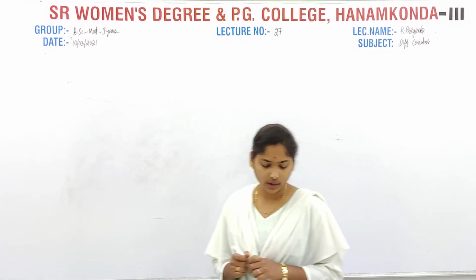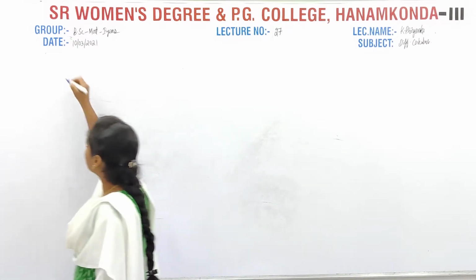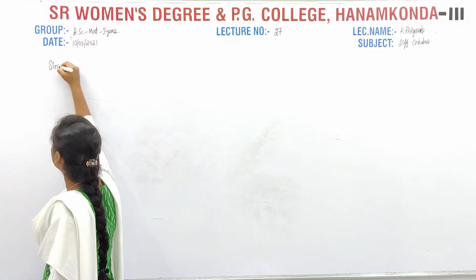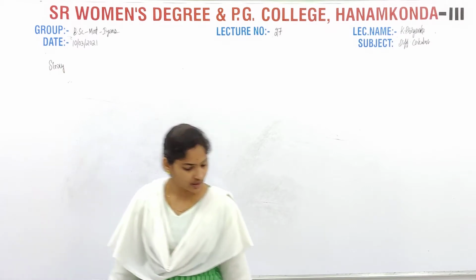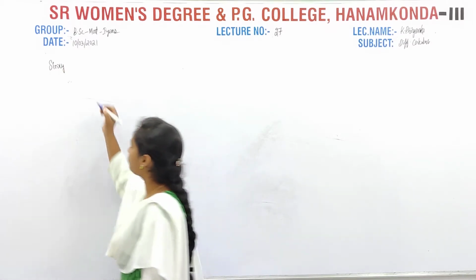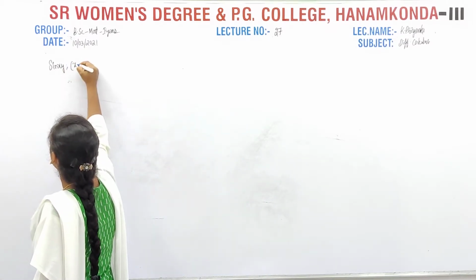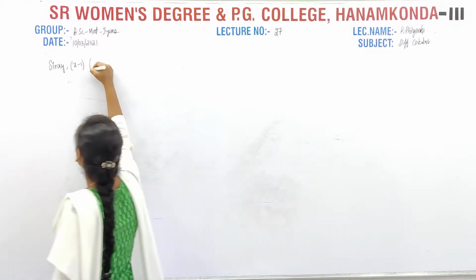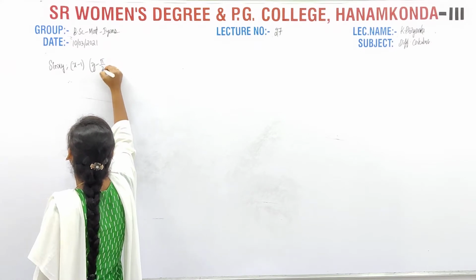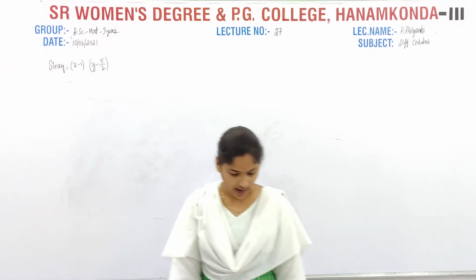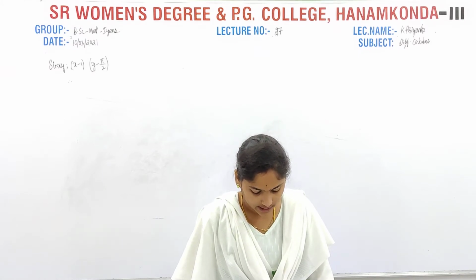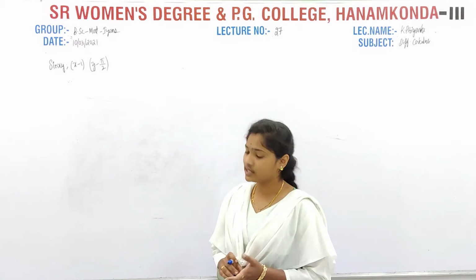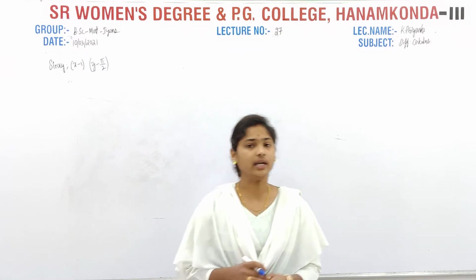Now here the question is: expand sine xy in powers of x minus 1 and y minus pi by 2, that is, x minus 1 and y minus pi by 2, up to second degree terms. So here it is enough to take the second degree terms.